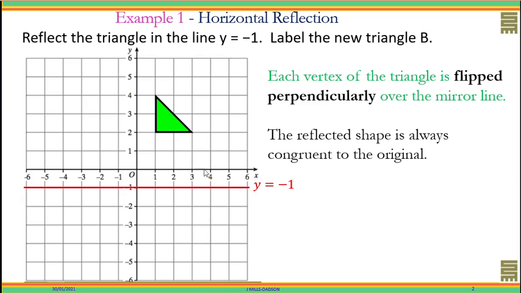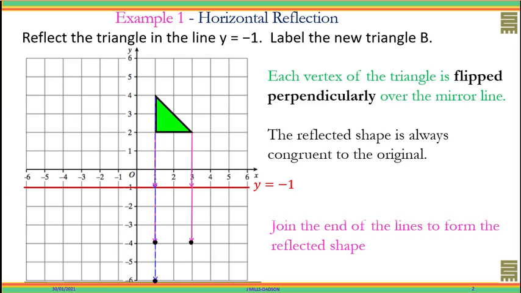So all you need to do is to take a point, see how far you are from the mirror line, and do the same distance on the opposite side. That's what reflection is all about. So let's see. This point is 3 squares away, so it's going to be 3 squares down. Next point, also 3 squares away, 3 squares down. The last point, 5 squares away, 5 squares down.